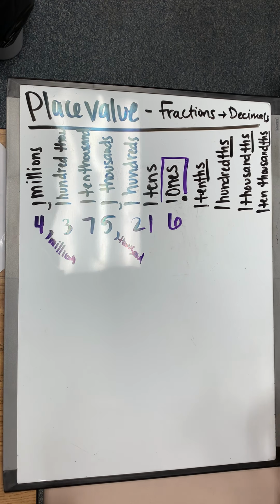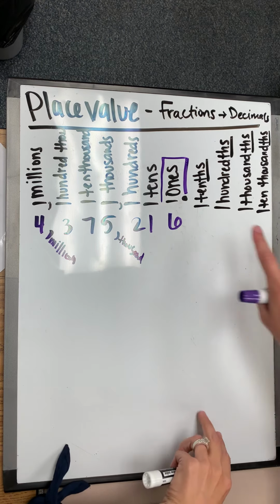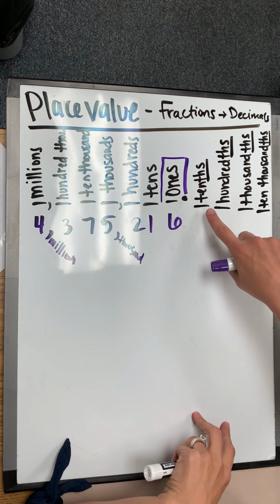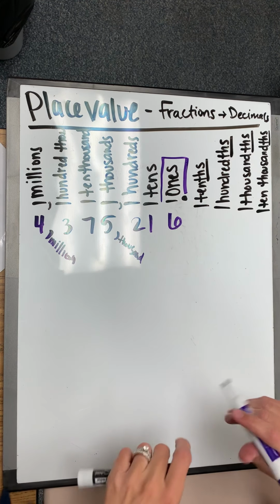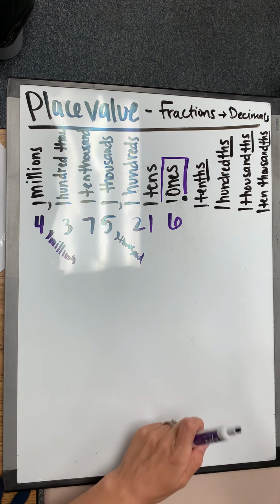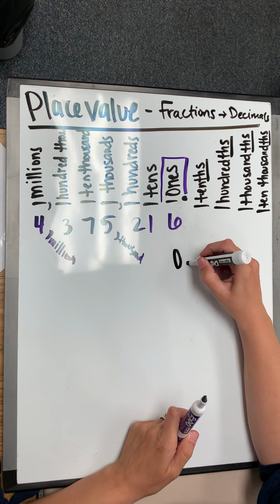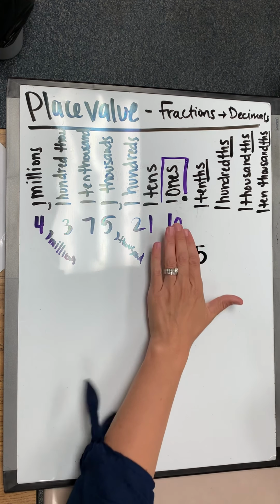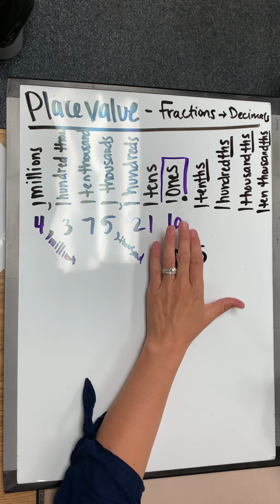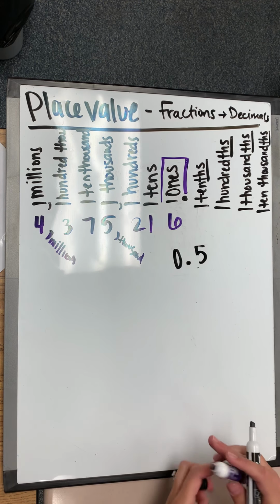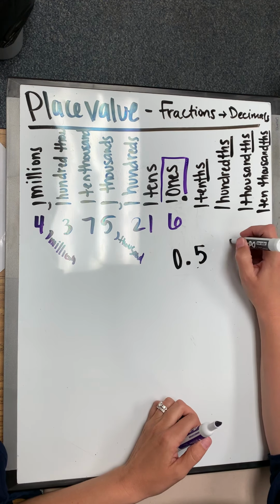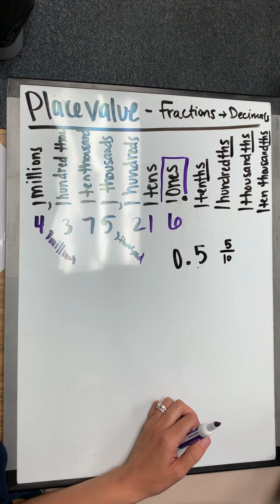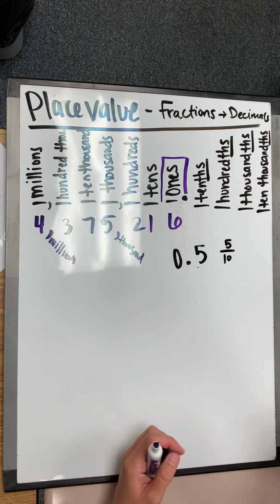Now, on the opposite side, we actually read it exactly like we would on this side, but then we name the place that it ends in. So, for example, if I have 0.5, if it was just that, we would say 5. In this case, it's 5 tenths because it ends in the tenths place. And as a fraction, you can see 5 tenths when you write it. 5 tenths, that's how you would say that.